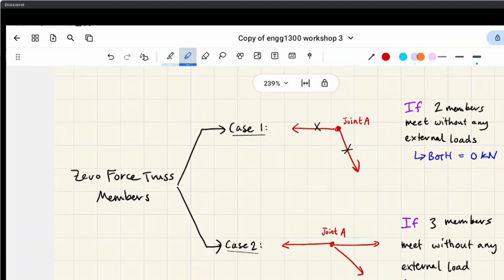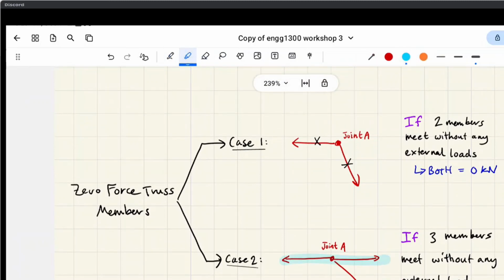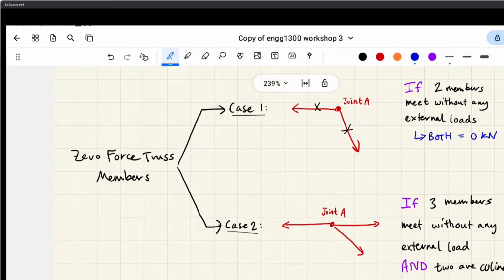So what do I mean by collinear? I'll use the highlighter tool here. Collinear means they have the same line of action, right? So those two are collinear. This member here is non-collinear, right? And if this is the case, then specifically the non-collinear one is zero force, okay? Zero. Okay, so those are the two cases where this happens.